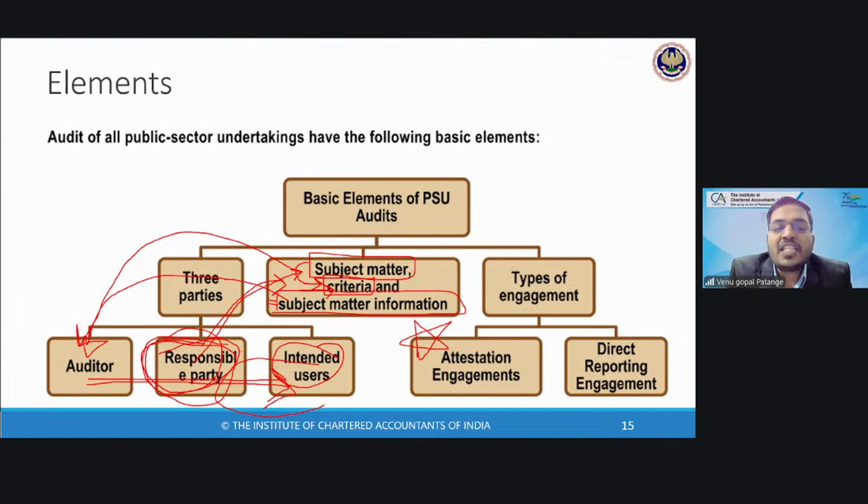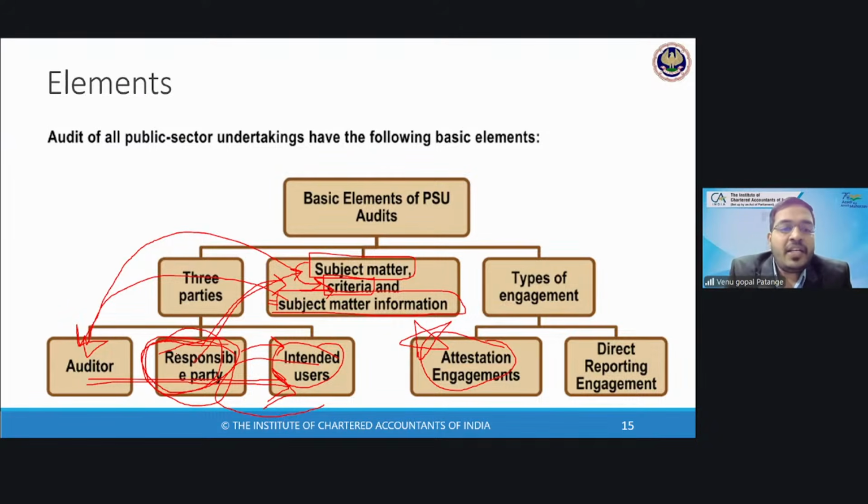If it is given directly by the responsible party, the intended user does not feel the credibility, does not get the complete assurance. But if an independent party verifies and tells, then the intended user will get assurance. The credibility of the document submitted is enhanced. If this is the case, we call such engagements attestation engagements, where the auditor expresses his opinion.